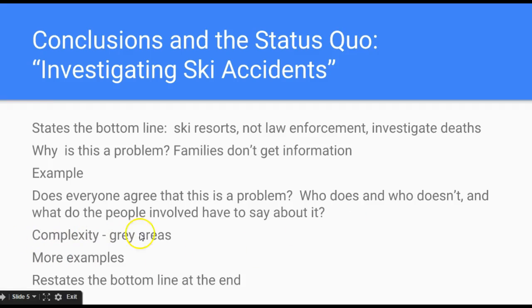And they get into some of the gray areas, some of that complexity again. Is it skiers' responsibility? Is it the ski slopes, etc.? They give a few more examples, and then at the end of the report, they state the bottom line that right now, those ski resorts are the ones who are going to investigate the deaths. Another approach to it.